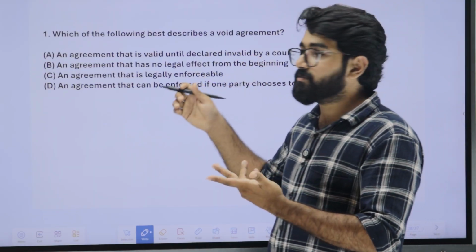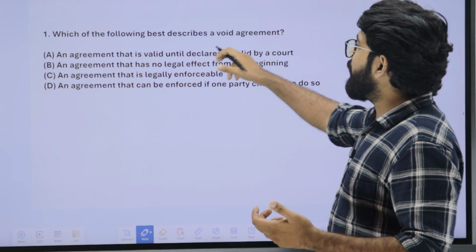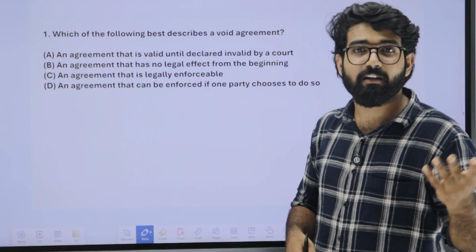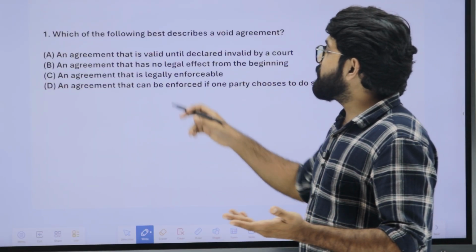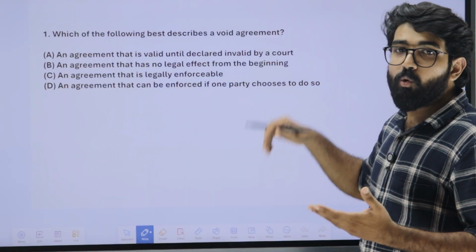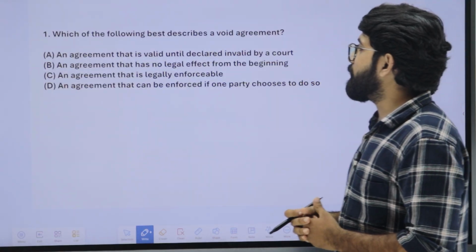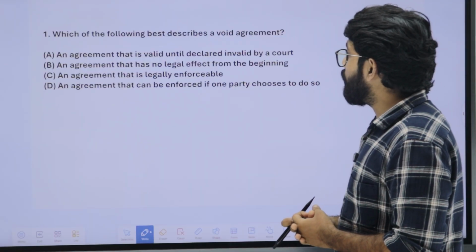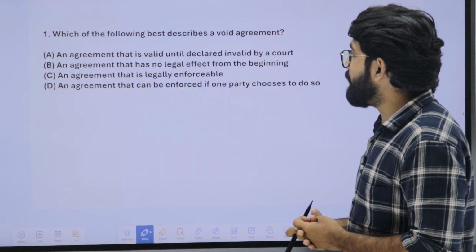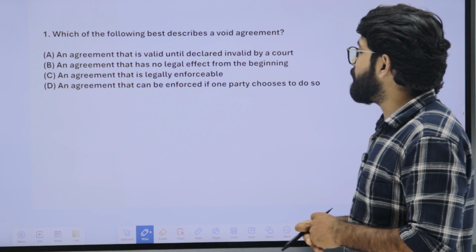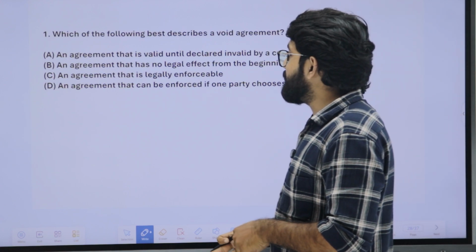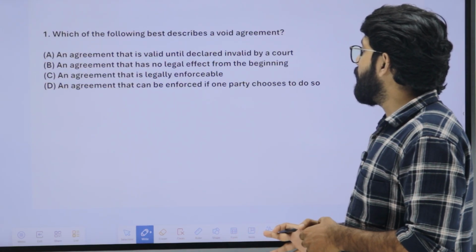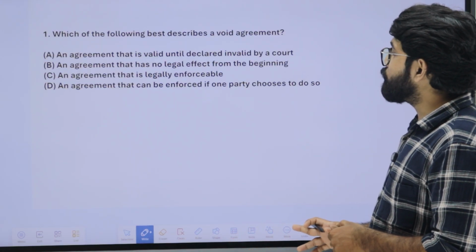First question, try to answer it. Which one of the following best describes a void agreement? This was last year's question. The options are: an agreement that is valid until declared invalid by a court; an agreement which has no legal effect from the beginning; an agreement that is legally enforceable; an agreement that can be enforced if one party chooses to do so.